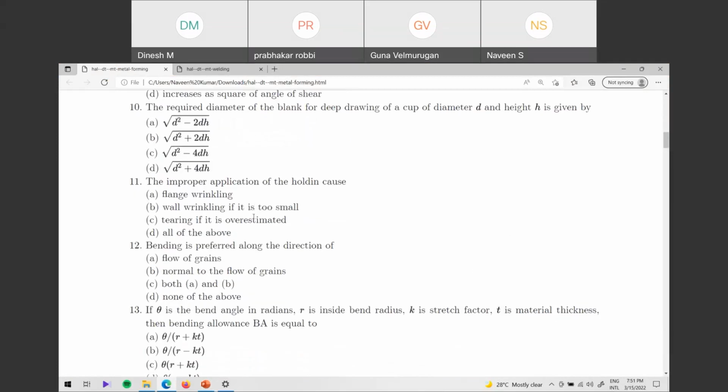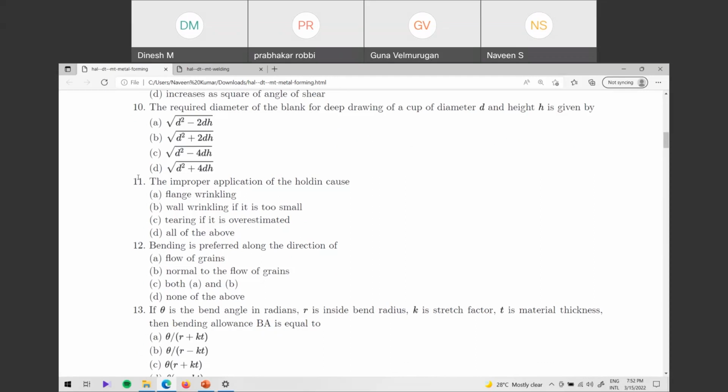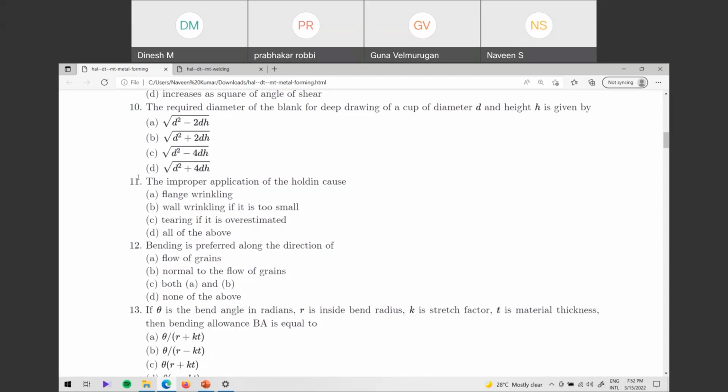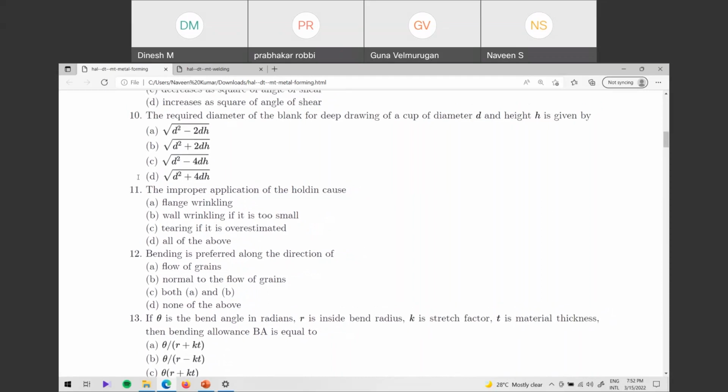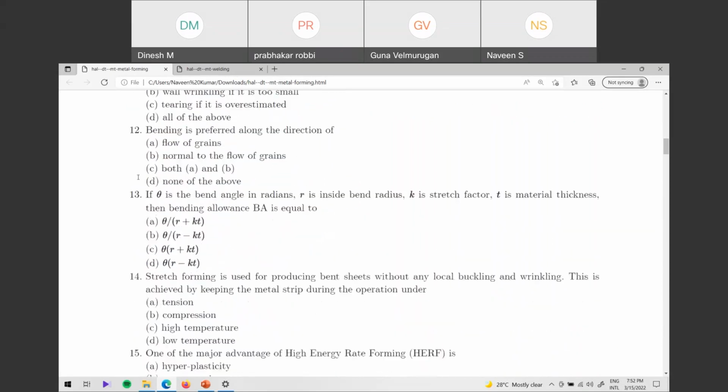Okay. Next. Tell me 11th one. Actually, answer is D here, because of improper holding, wrinkles will form. Wall wrinkling is also there, tearing is also there, because very high holding will lead to these things. All of the above is the answer.